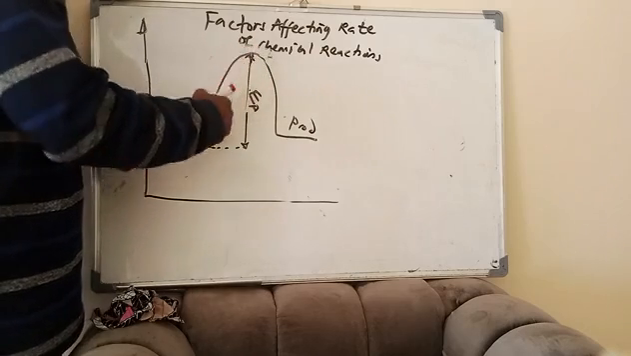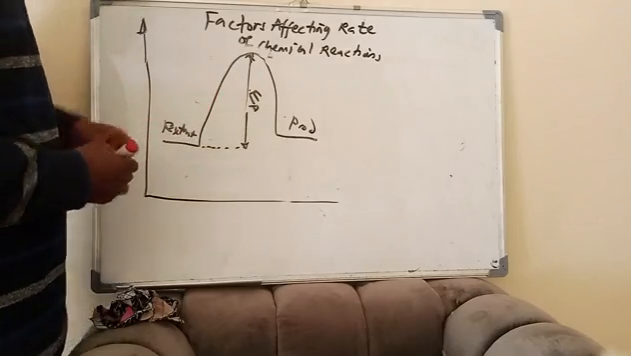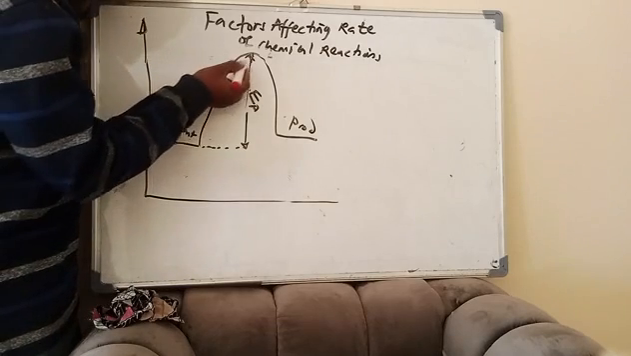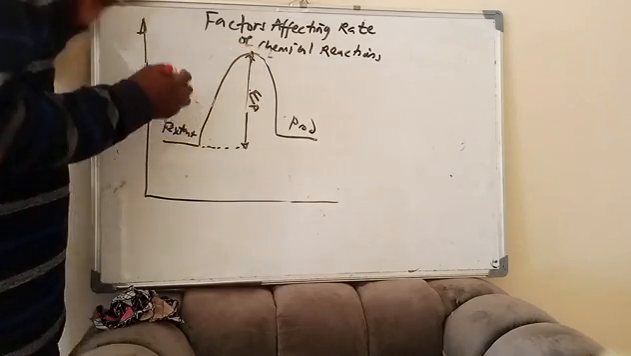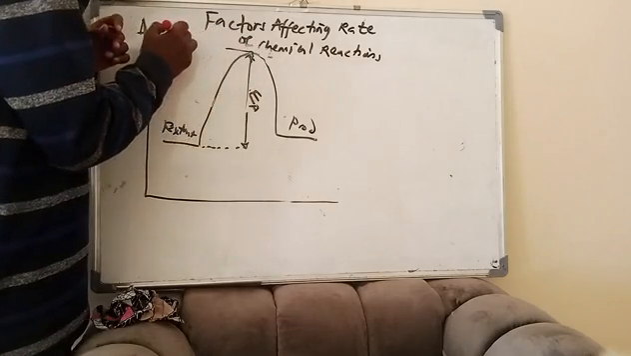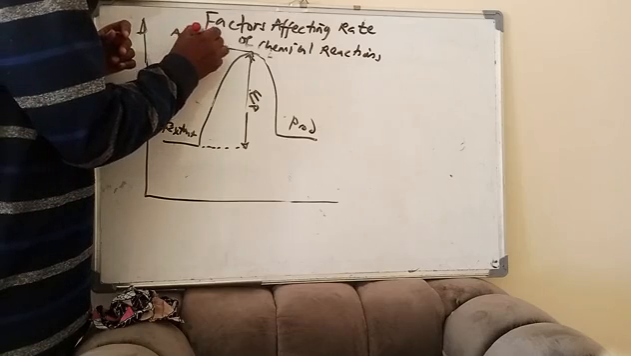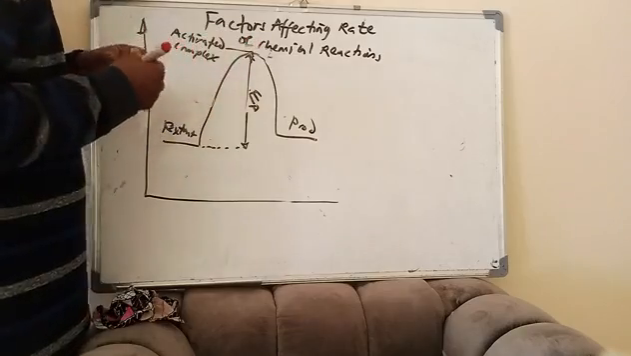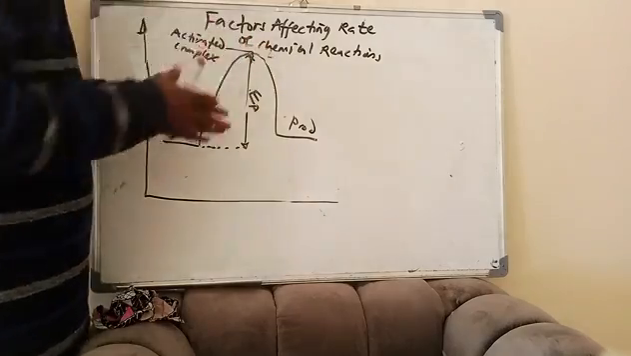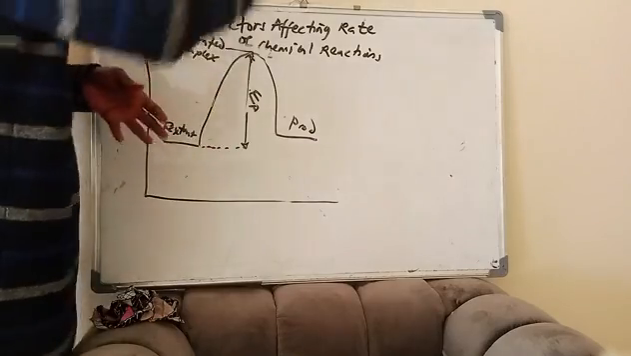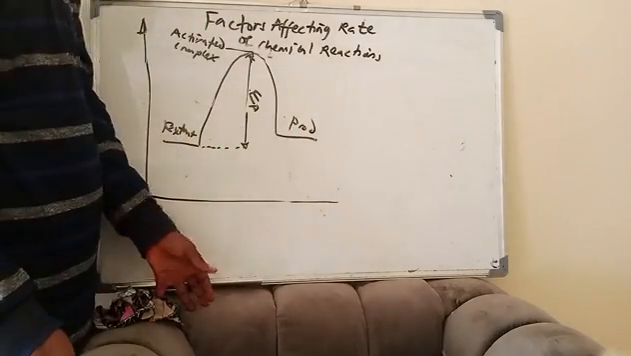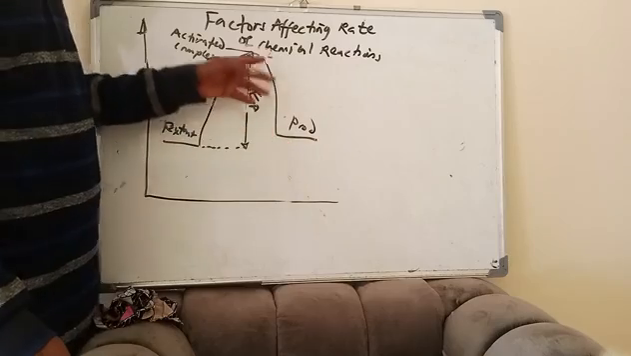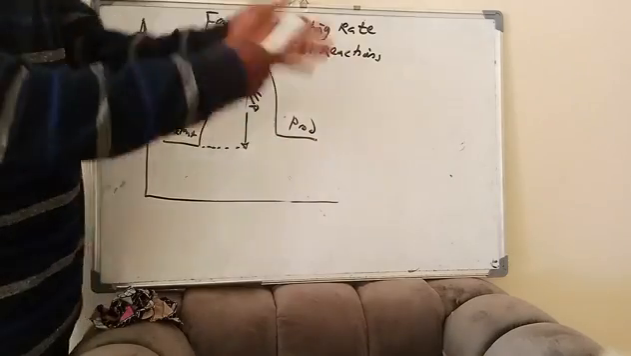So this maximum energy has to be overcome before the product can be formed. You understand? From here, the reactants begin to change until they get to the peak. At the peak, what we call the transition state, or the activated complex, the reactant has started changing into the product. Then it becomes full product at this level. So this is the stage of transformation.